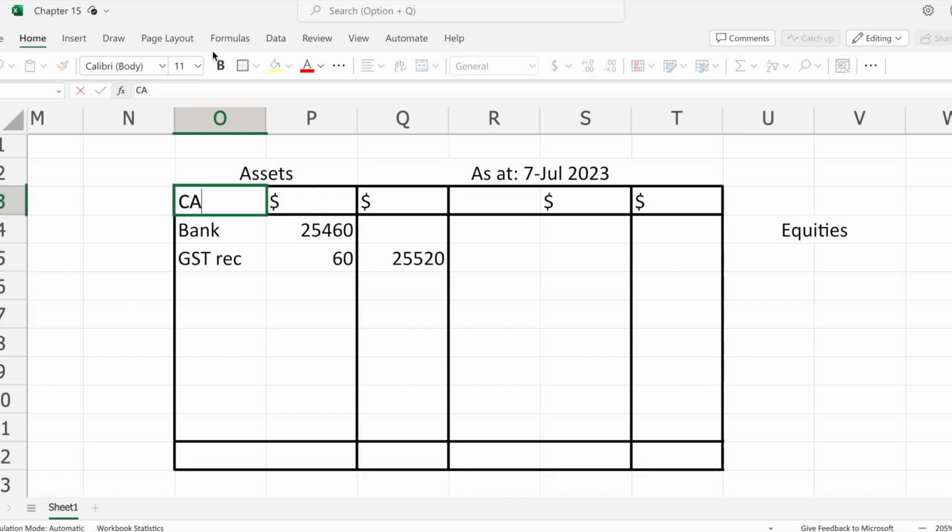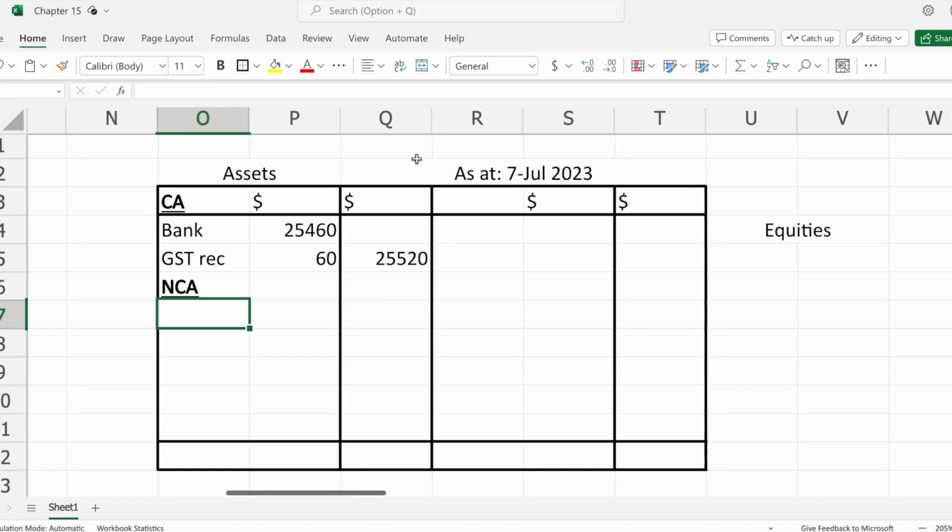I'm just gonna bold this text so that we can easily distinguish. Actually, I'm gonna underline it as well. So now, okay, let's do our non-current assets. Draw on the line NCA. All right. So now our non-current assets.